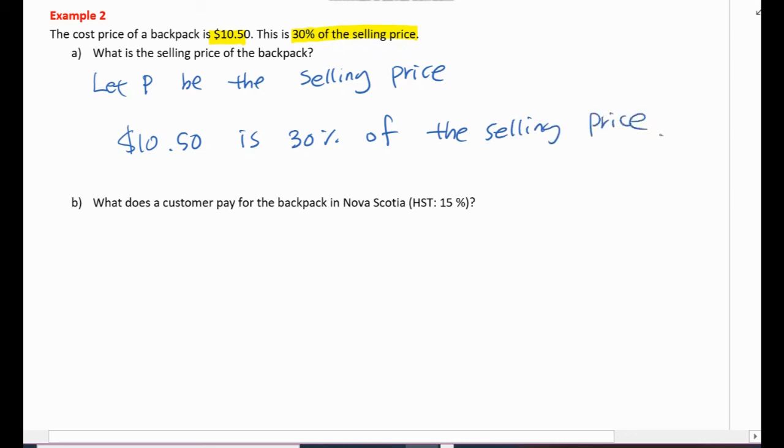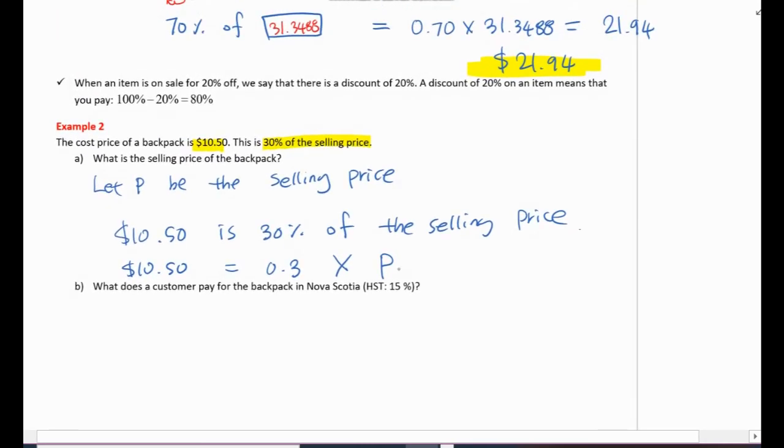We're going to change this to a mathematical sentence. So $10.50 equals, 30% is 0.3, of is multiplication, and the selling price is P. So we're going to find P. Okay, how do you find P?